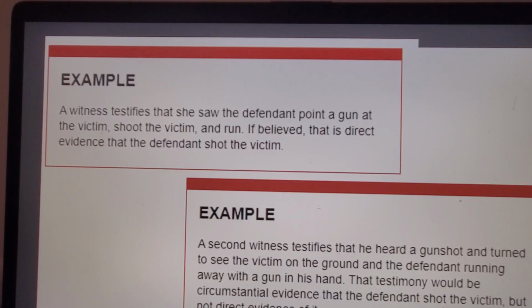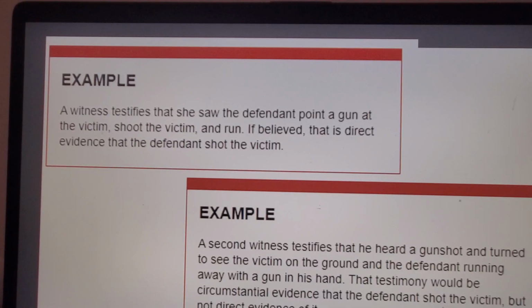So here's an example. A witness testifies that she saw the defendant point a gun at the victim, shoot the victim, and run. So if a witness testifies that she saw the defendant do these things, she observed them with her own eyes, and that would be direct evidence that the individual with the gun shot the victim. That testimony tells you directly what happened.